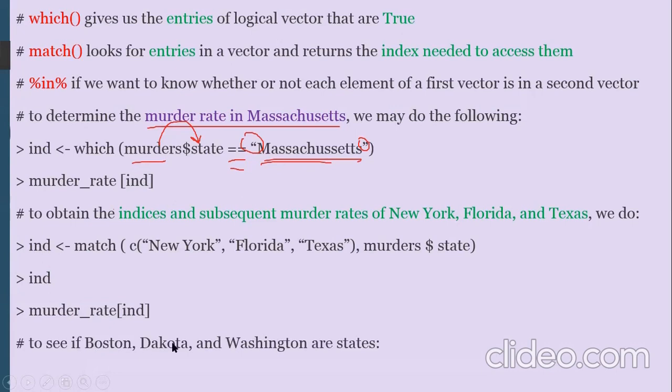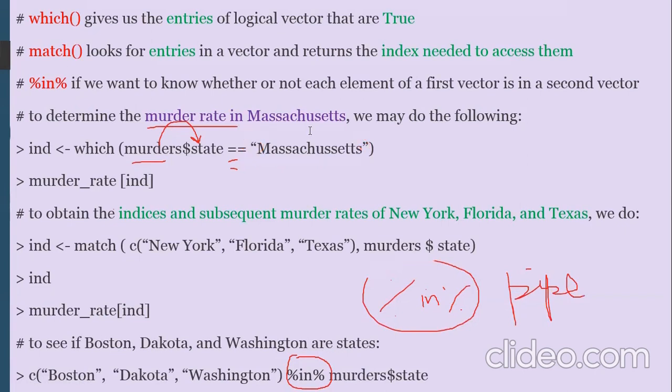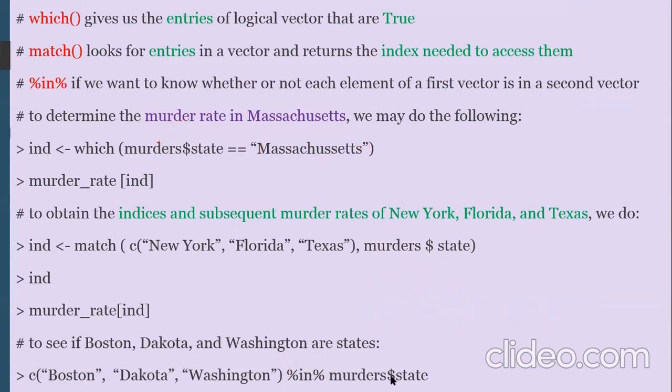And to see if Boston, Dakota, and Washington are states, we create Boston, Dakota, and Washington, and it will access this. This sign, percent in percent, is known as pipe, and it is used to access this thing.